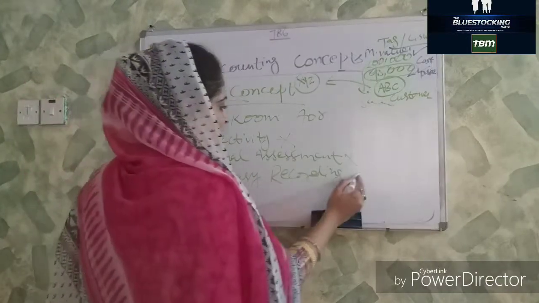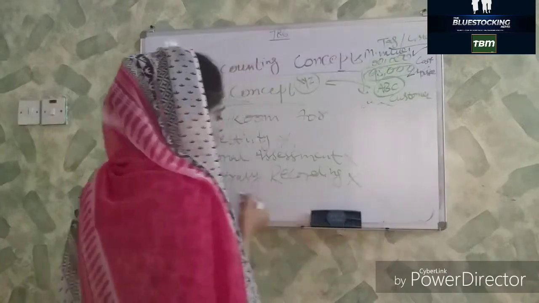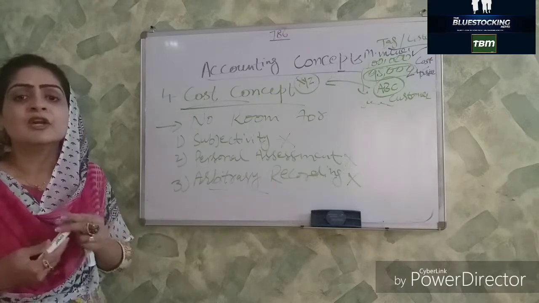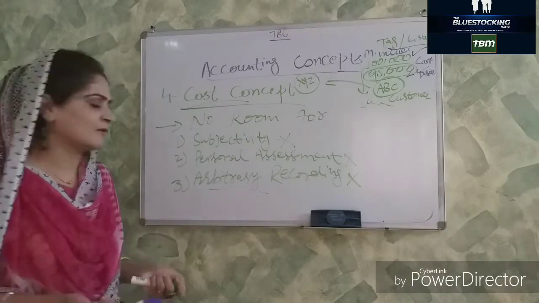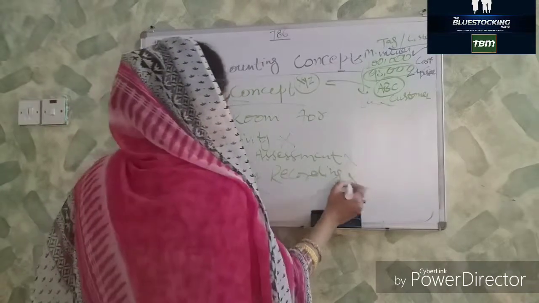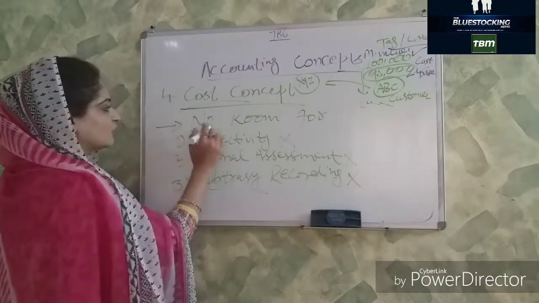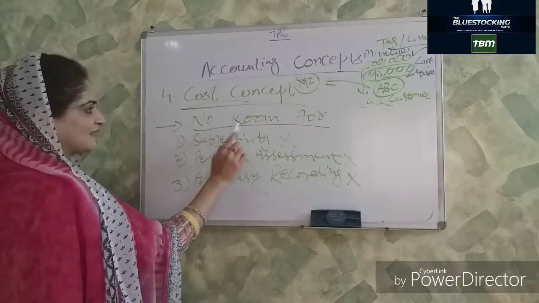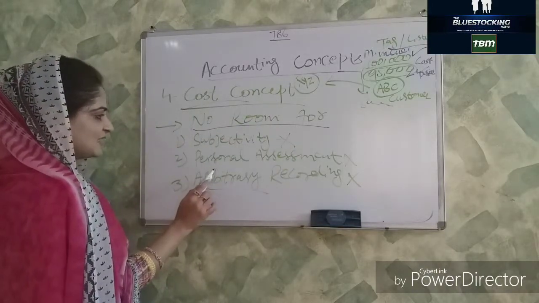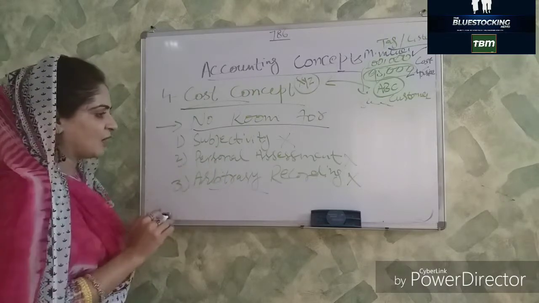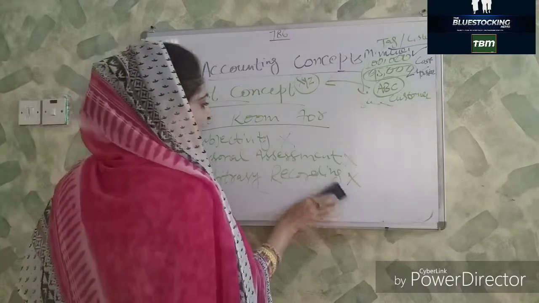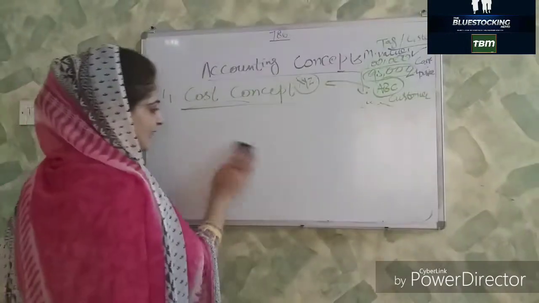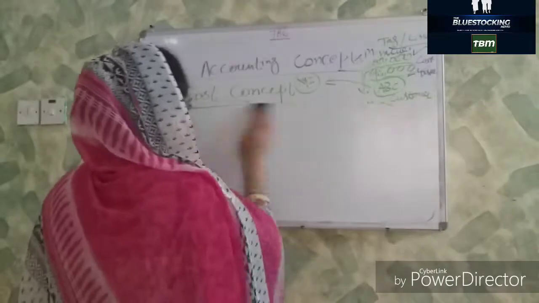And also the arbitrary recording. You can't be arbitrary, meaning you are all in all and you can make your own rules and go with your own consent. It's not correct in accounting. So the implications of this concept are that there is no room for subjectivity, personal assessment and arbitrary recording. Anything can be recorded only on the cost price rather than any other type of value or market value.